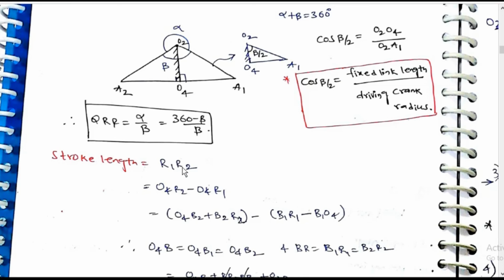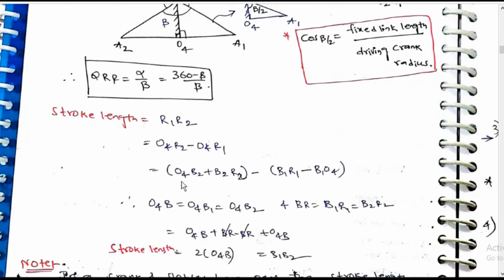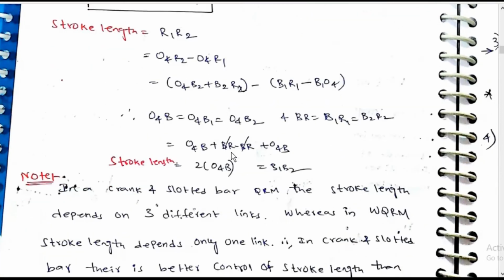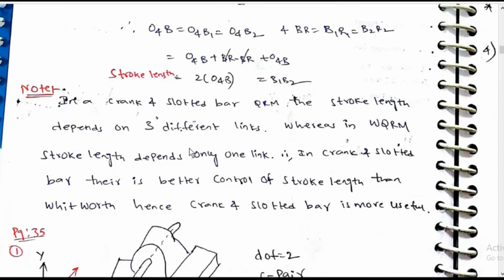Stroke length is equal to R1 R2, which is equal to O4 R2 minus O4 R1, equal to O4 B2 plus B2 R2 minus B1 R1 minus B1 O4. O4B1 is equal to O4B2, and BR is equal to B1R1, equal to B2R2. So it is O4B plus BR minus BR plus O4B. Stroke length is equal to 2 O4B, which is equal to B1 B2.